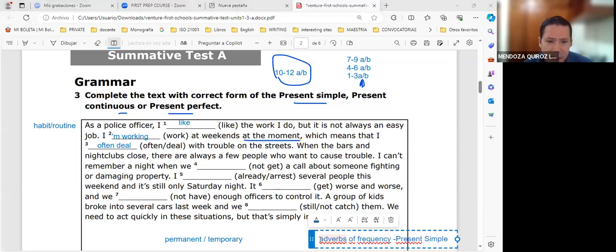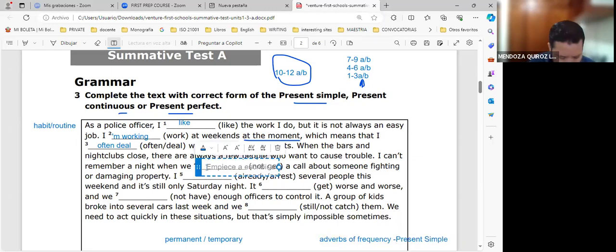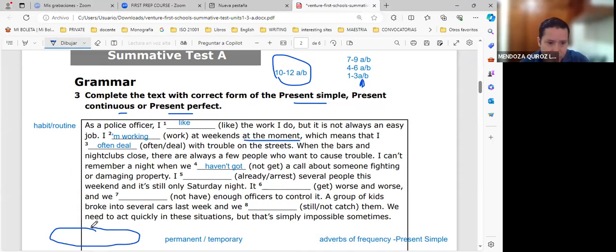But in this case, it would be like the present perfect, no? I haven't got. Why? Because you say that you cannot remember a night when you remember something from the past, but it's from a period of time, right? You cannot remember a night when we haven't got a call about someone fighting or damaging property. You remember something from the past, no? And you remember over a period of time, right? And it is connected to the present because you still remember it. Yeah. So that's it. Number 5, Mario.